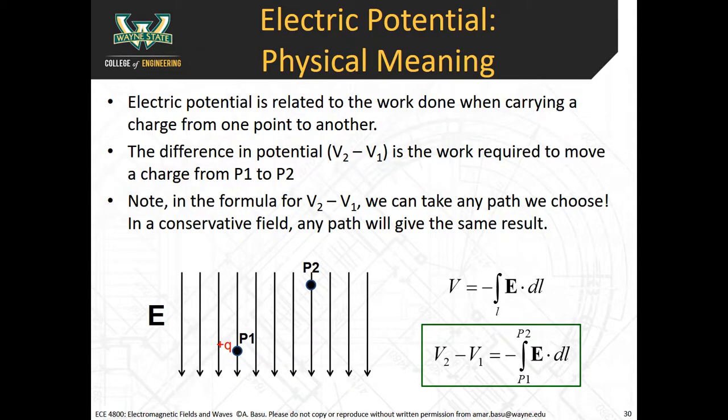Okay, so if we want to find the difference in electrostatic potential, we use this formula: V2 minus V1. This is the voltage at point 2 minus the voltage at point 1, which is equal to the negative integral of E dot dl, and that integral is taken from P1 to P2.